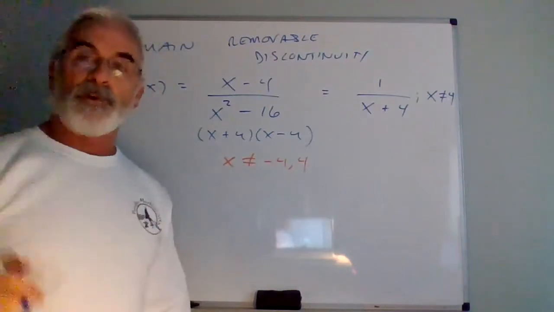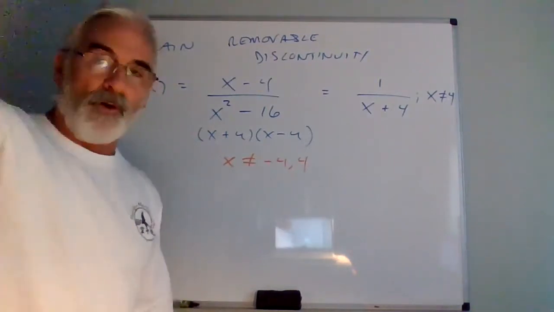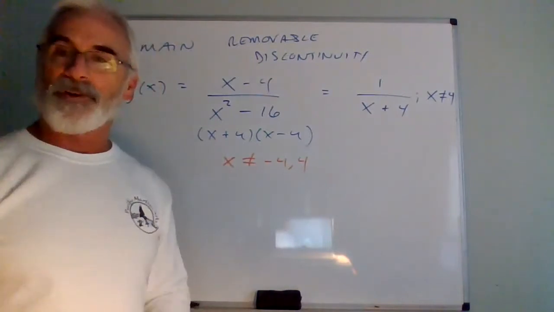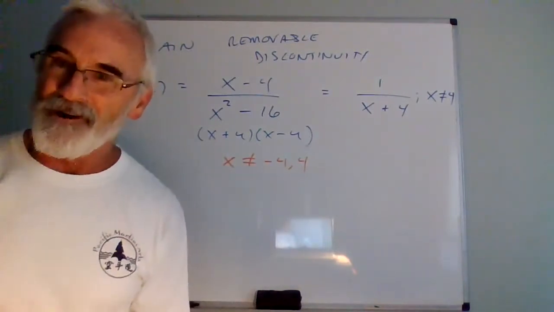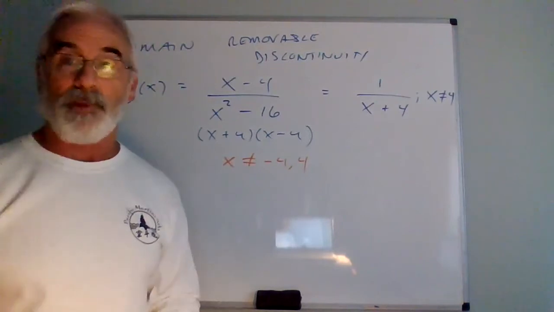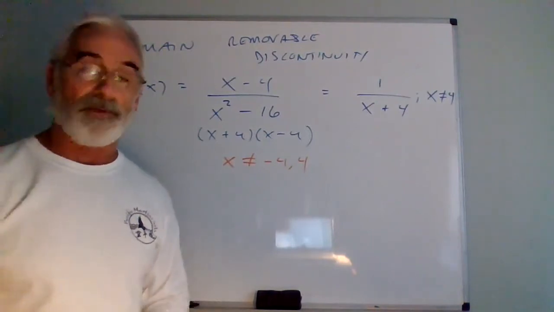Non-zero number over 0 we say is undefined. 0 over non-zero number we say is 0. But what if both numerator and denominator are 0? Well, that makes it interesting, but it also makes it impossible, right? We can't have a number where both are 0.